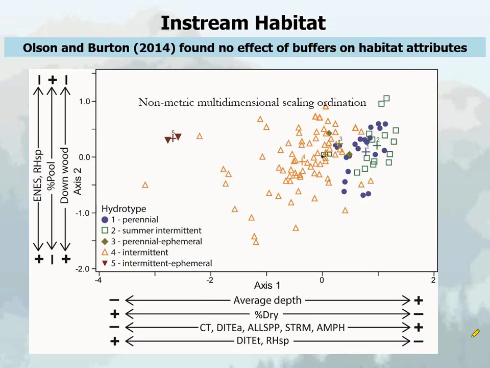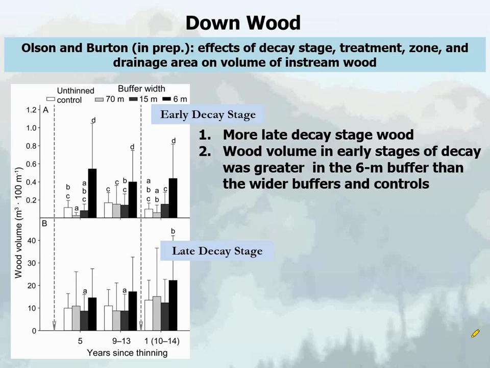This is a complex slide. I'm just going to say we've sliced and diced the data many ways, and we do not see an effect when we put it all together like this on any of the habitat attributes, such as water depth, how much dry reach there is, down wood, substrate condition, pools or riffles. However, we've done some more in-depth analyses, and some information is coming out on down wood and water temperature.